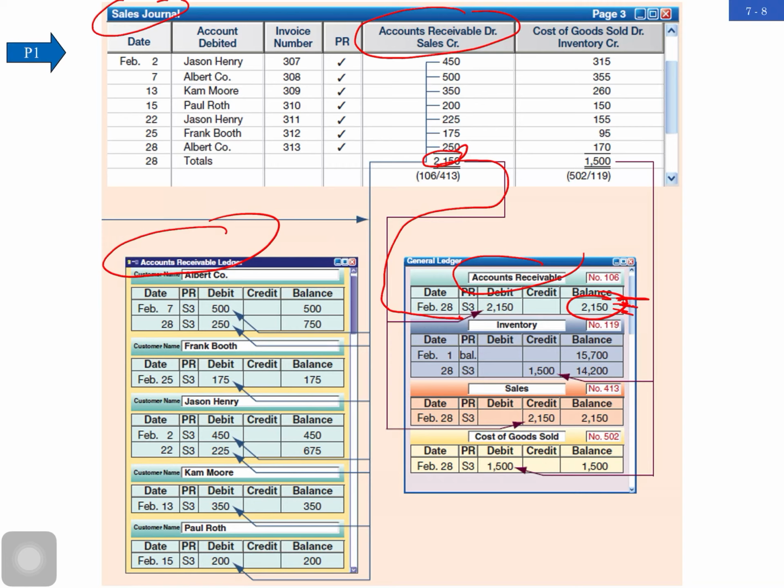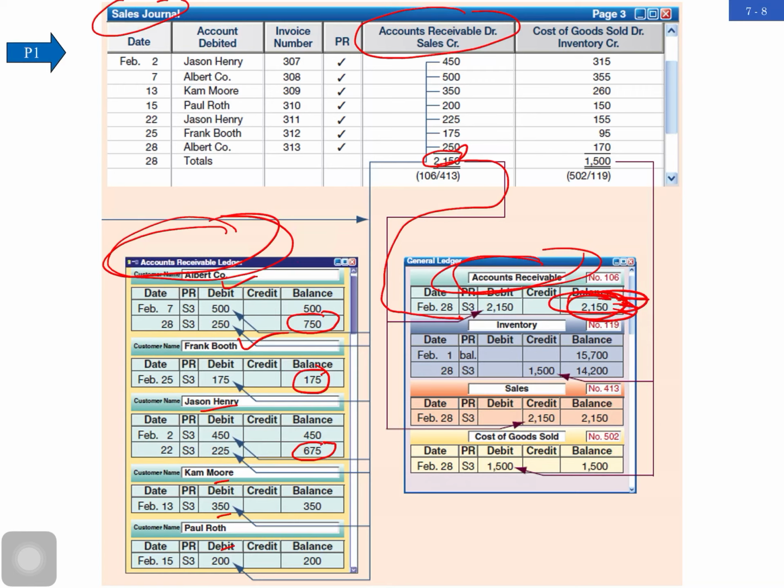You open the accounts receivable ledger and you find out that from this number there are 750 from Albert, 175 from Frank Booth, and $675 from Jason Henro, and so on. By having an accounts receivable ledger, you will know to whom you need to ask for the money when they meet the deadline. If you only have the general ledger of accounts receivable, you only know about the amounts, but you don't know to whom you need to ask for the money.